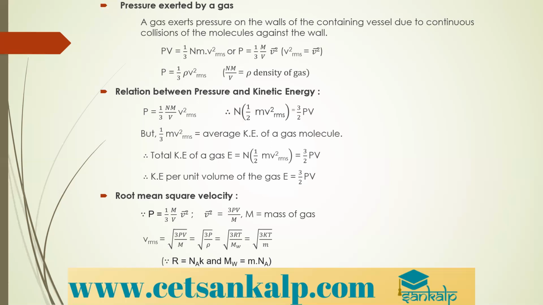Okay. Next, root mean square velocity. For root mean square velocity also we have three different expressions. One is root of 3 PV divided by M.